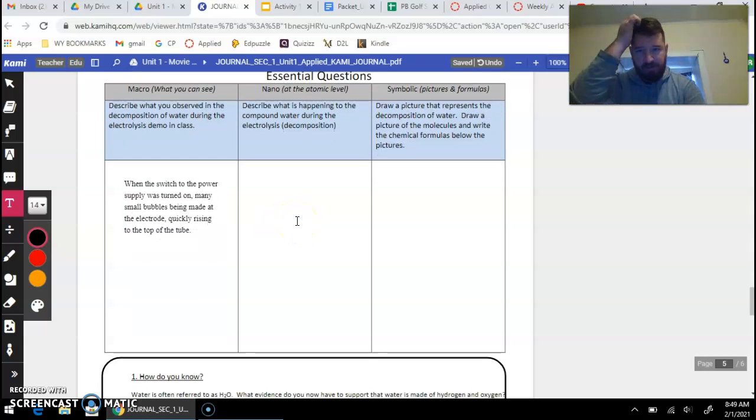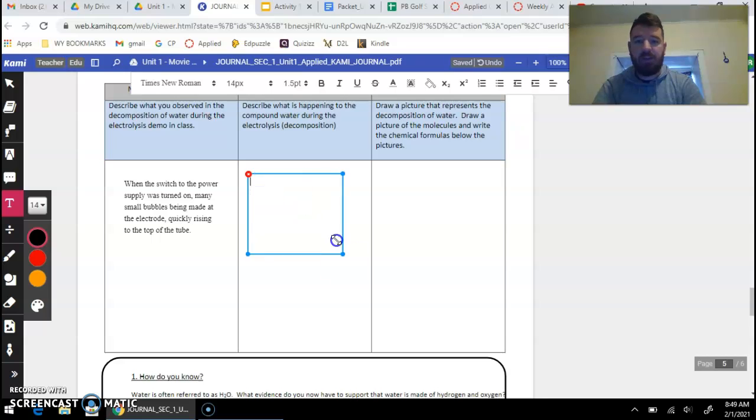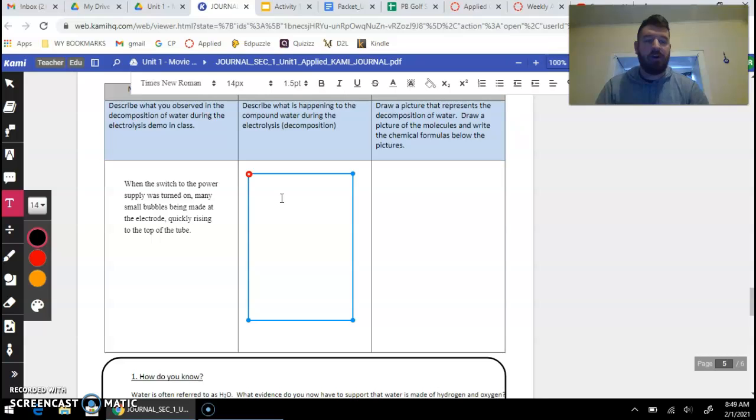At the nano level, what we're seeing is that as electricity goes into our water molecule, it's separating from each other. That chemical bond is being broken. So we're starting with something like H2O, or water. But then we add some electricity. Let's see, how can I word this? Describe what has happened to the compound water during electrolysis.